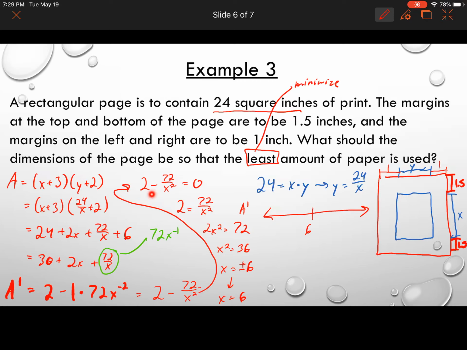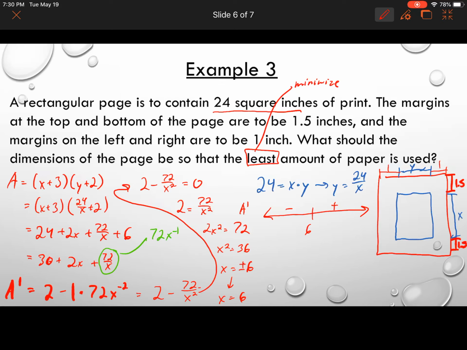Let's try 1. If we plug 1 in here, we get 2 minus 72 over 1. So 2 minus 72, that is negative. Now let's try 7. If we plug in 7, we get 7 squared is 49, so 72 over 49. That's going to be less than 2, so 2 minus a number less than 2 is going to be positive. So that is indeed a minimum as we wanted.